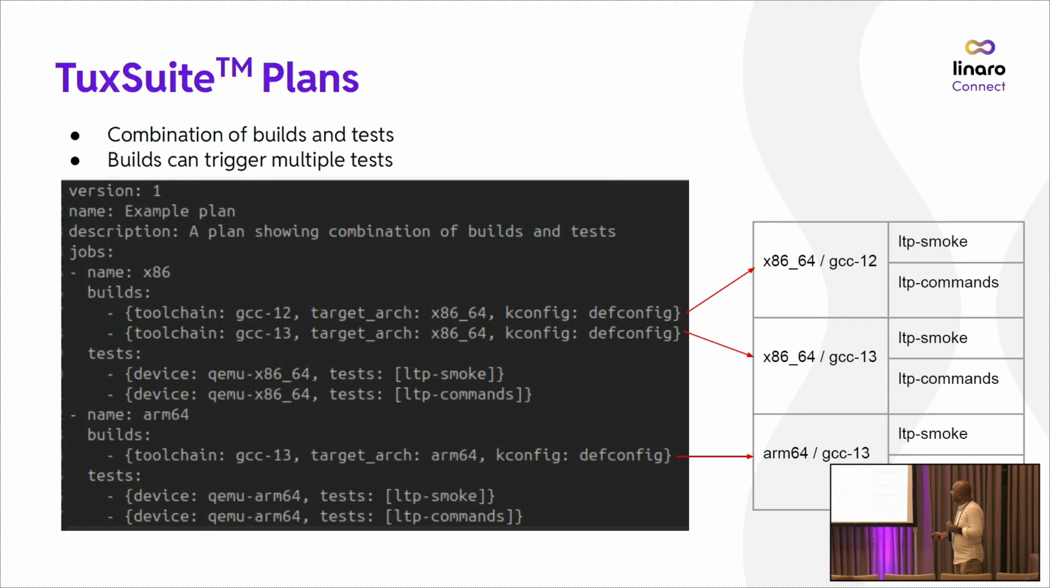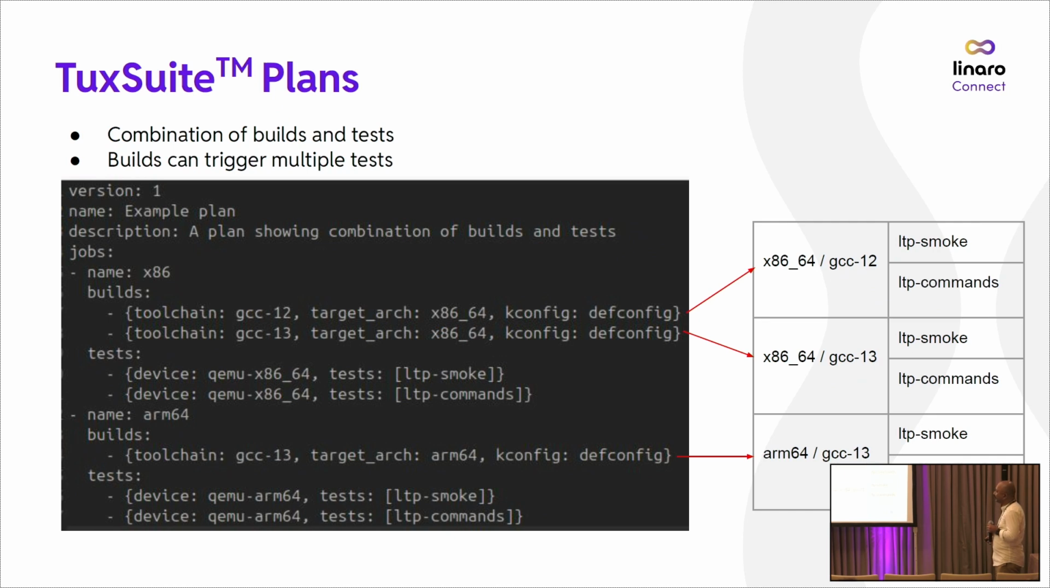In this case, as I said, a plan is a combination of builds and tests. So builds can trigger multiple tests. Once a build completes, the artifacts are generated. The artifacts could be pulled into tests in order to be tested on different device types. So this is how a plan file looks like.